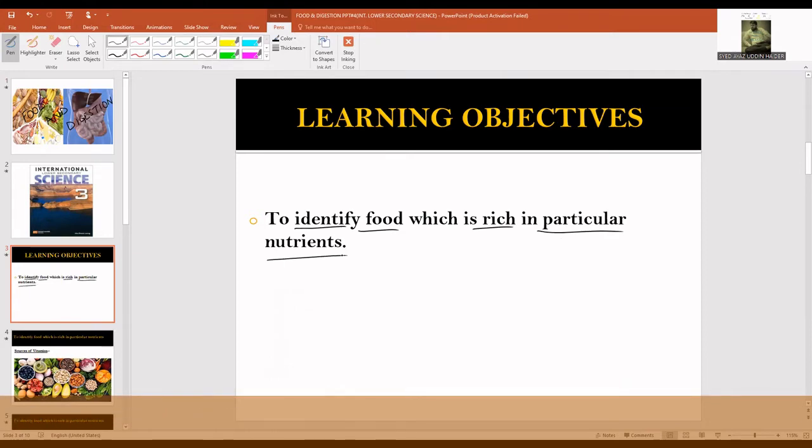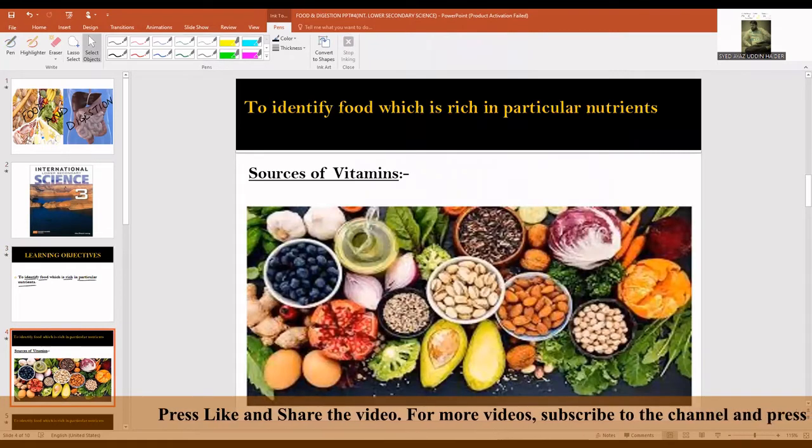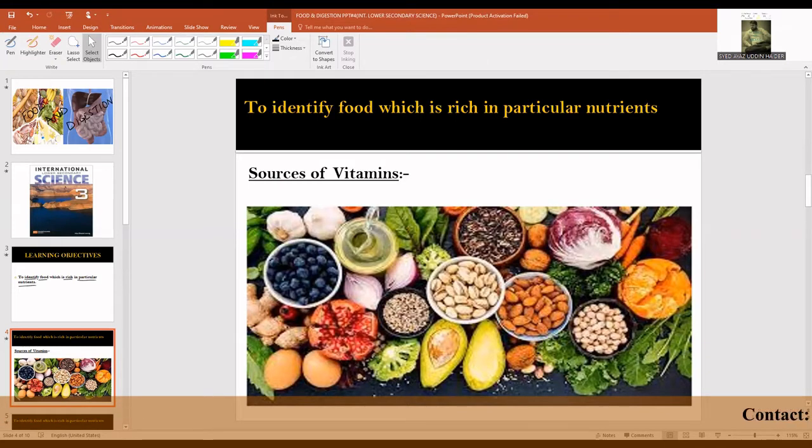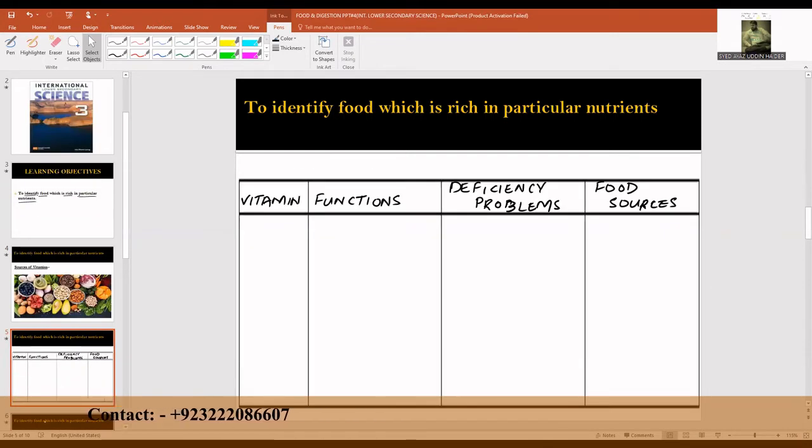I am continuing the topic for vitamins. These are the sources of vitamins. As I told you in my last video, we can obtain vitamins from both fruits and vegetables as well as from nuts, grams, pulses. So we have vitamin C here.